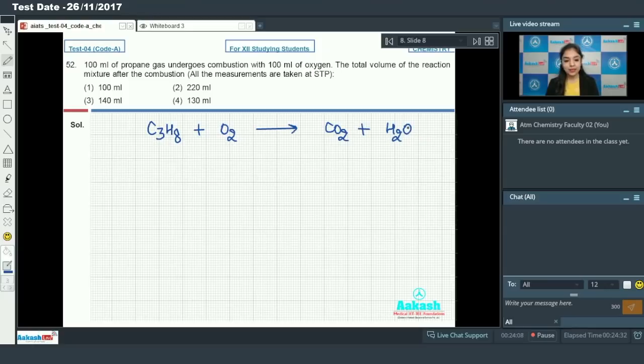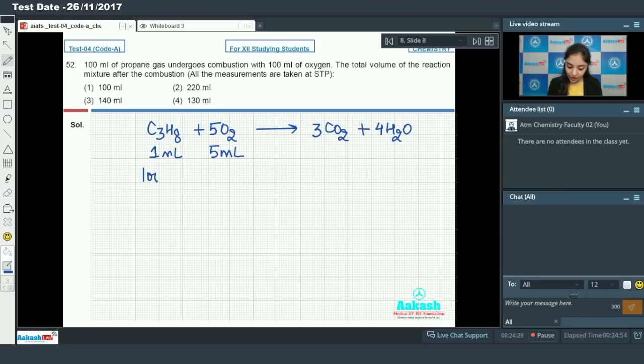So first of all, balance this equation. Here it will be 3 and here it will be 4. So total oxygen are 10. So this is our balanced chemical equation. You can see here, for 1 ml of propane gas, we will be needing 5 ml of oxygen gas.